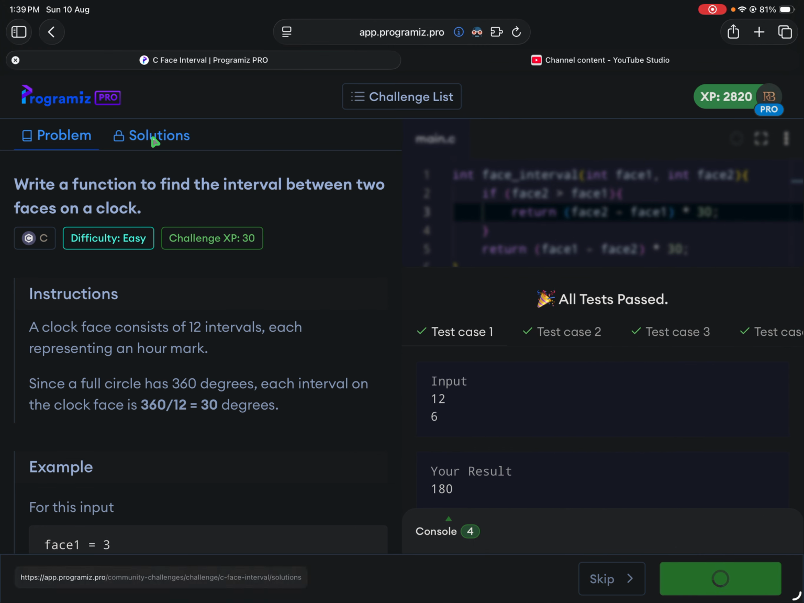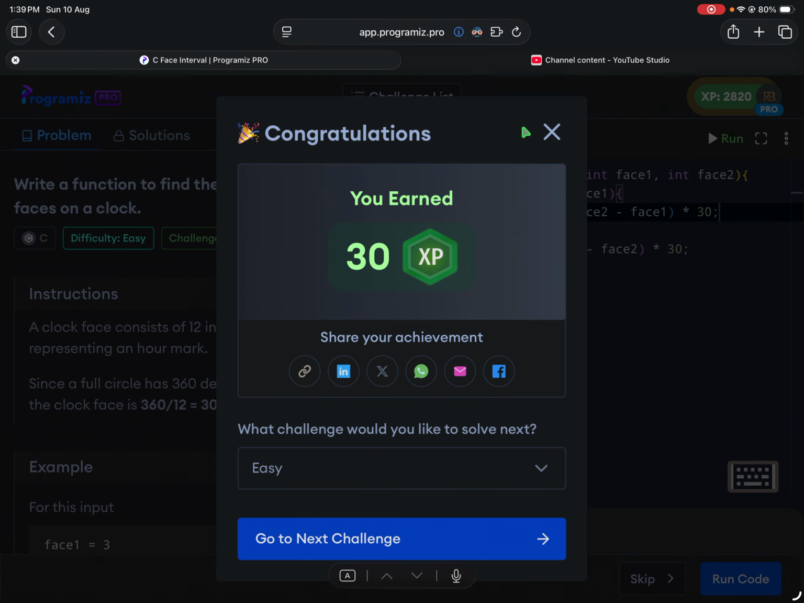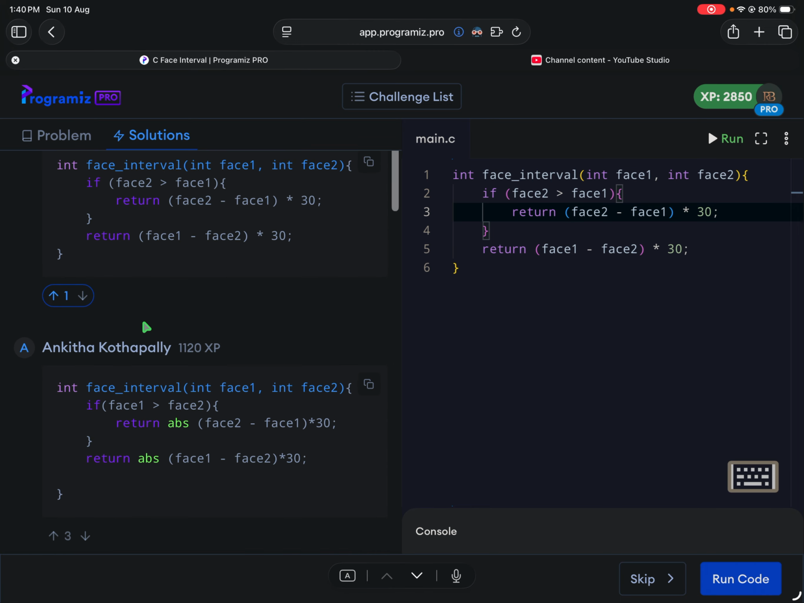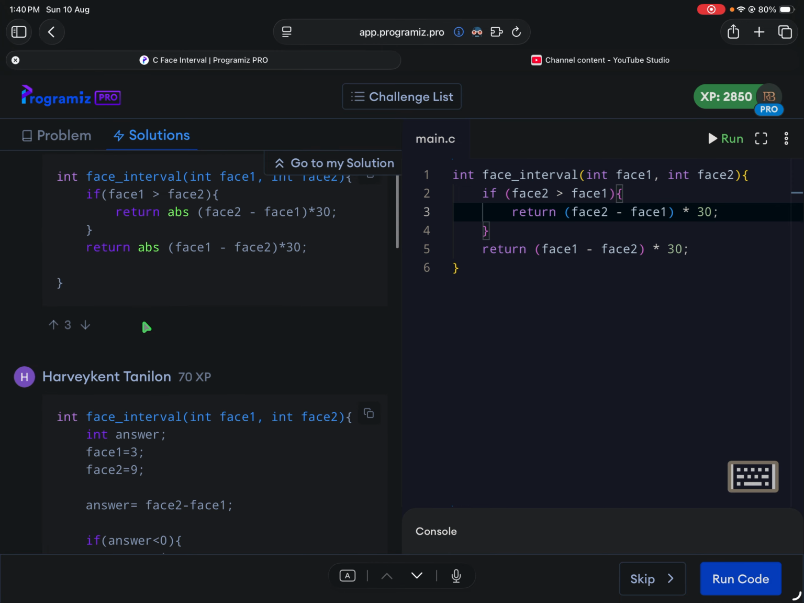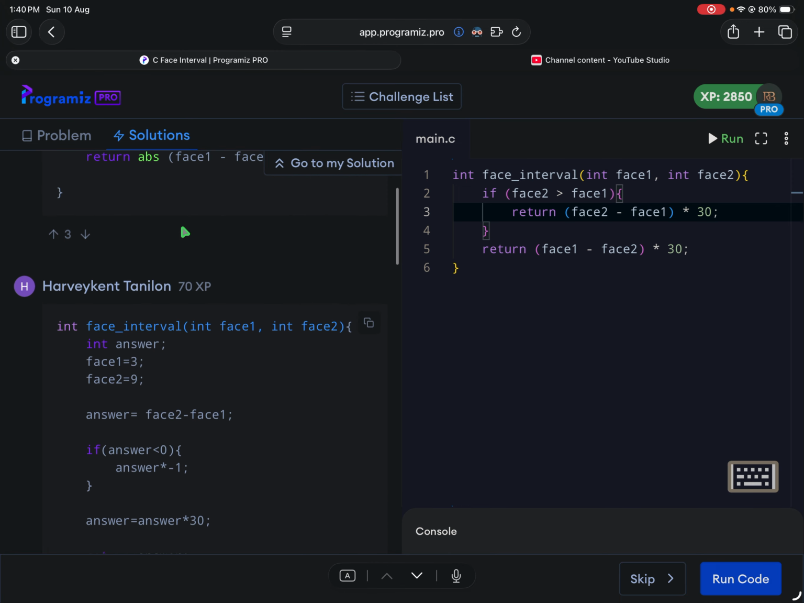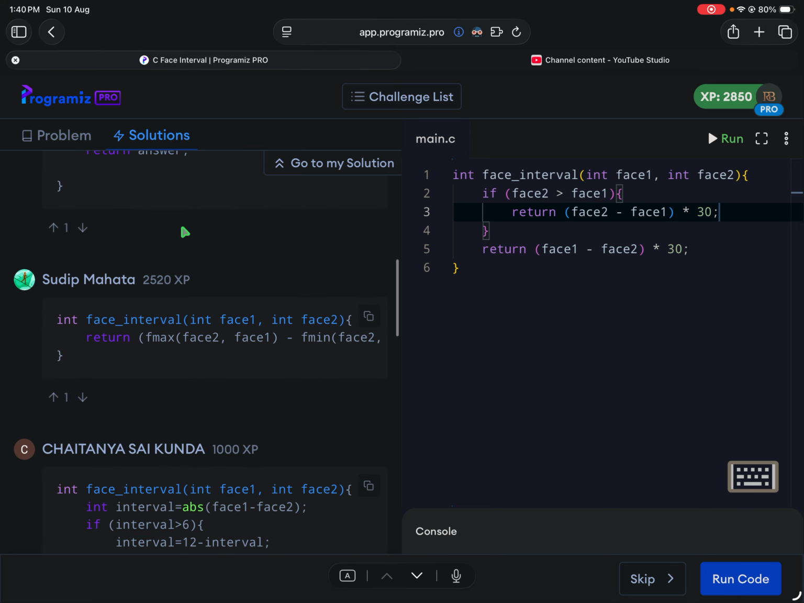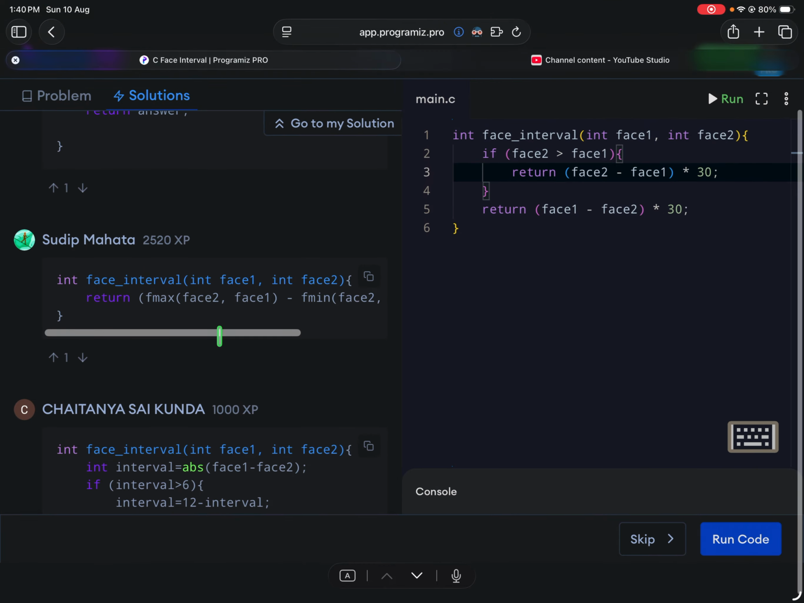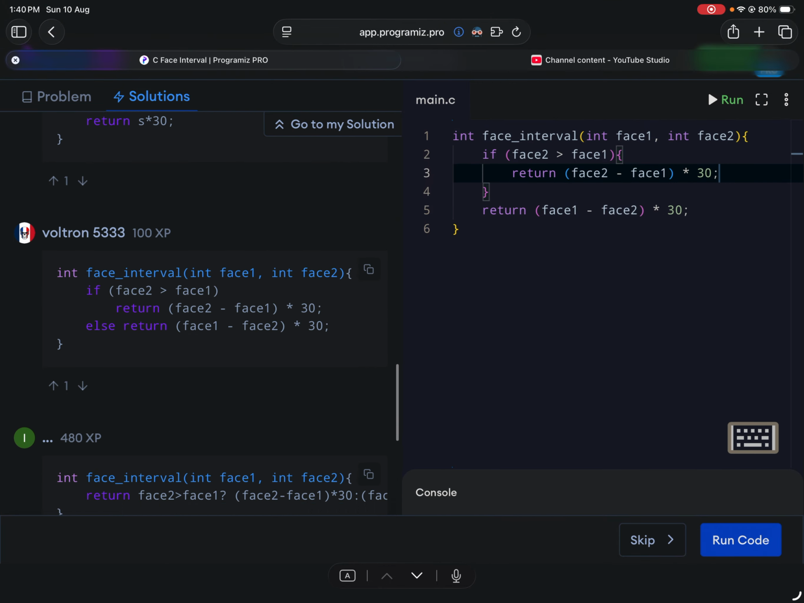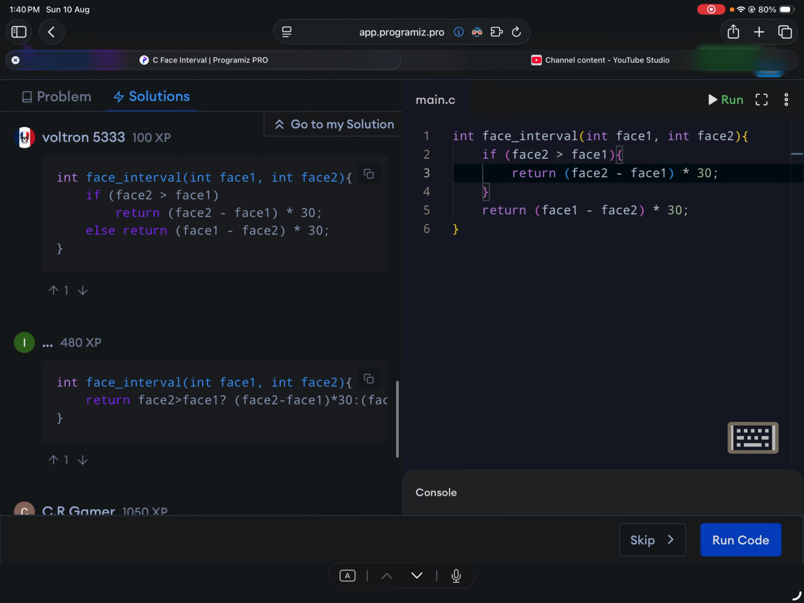Let's see how other people have done it. Okay, let's see the solutions as well. Yeah, somewhat similar, very much the same. And fmax was used, fmin was used. Great. What about others? Yeah, somewhat similar. Okay, so that's how we can do it.